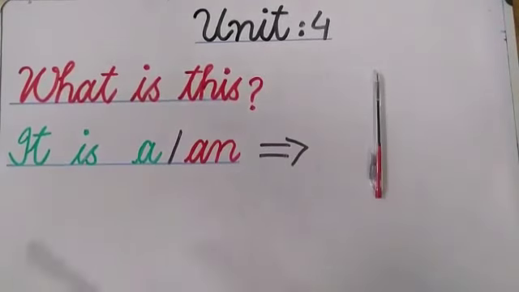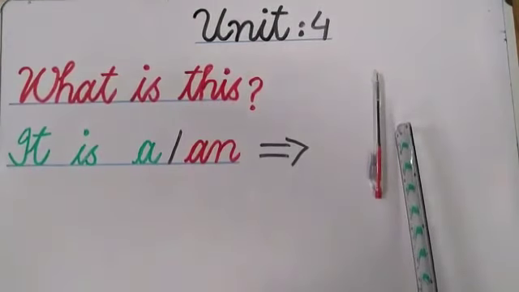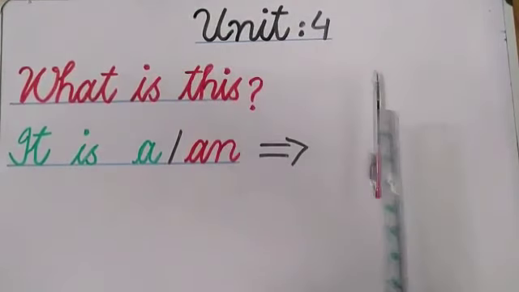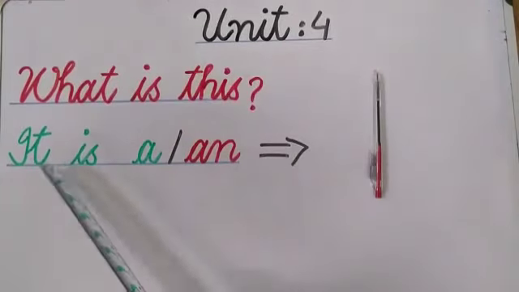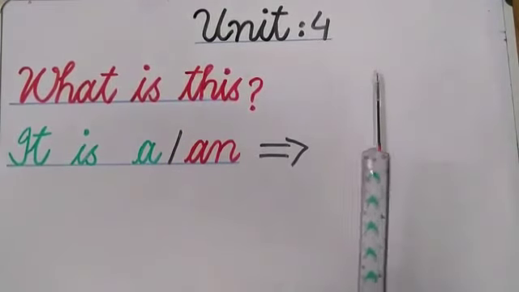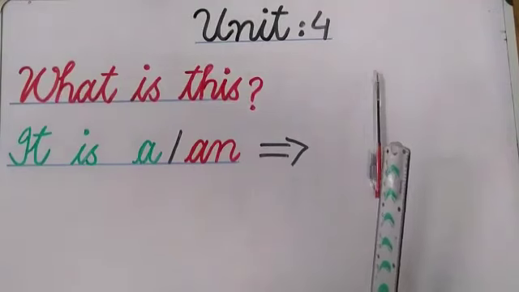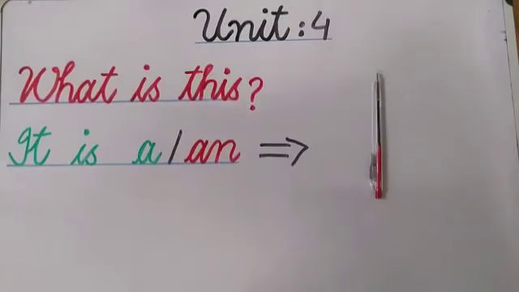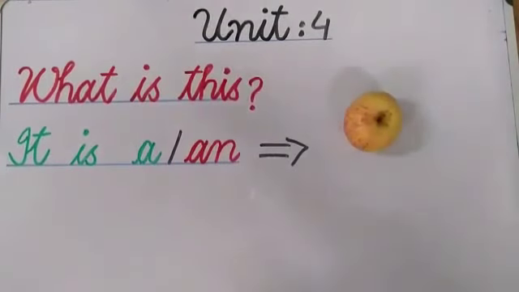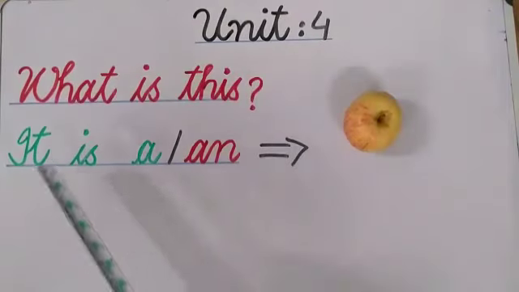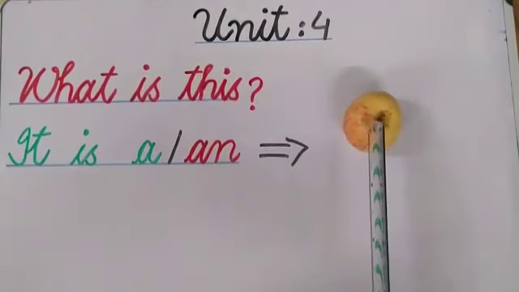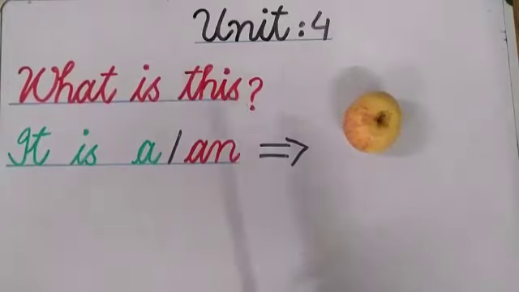Okay, you have to give the answer. What is this? Look at the object and give me the answer. What is this? Yes, it is a pencil. Now let's have a look at another example. Now look at the next object and give me the answer. What is this? It is an apple.